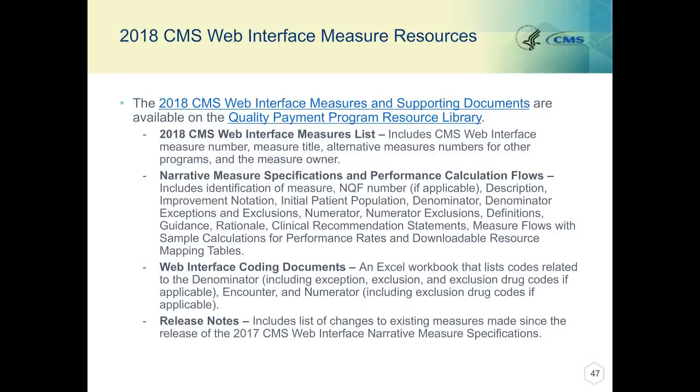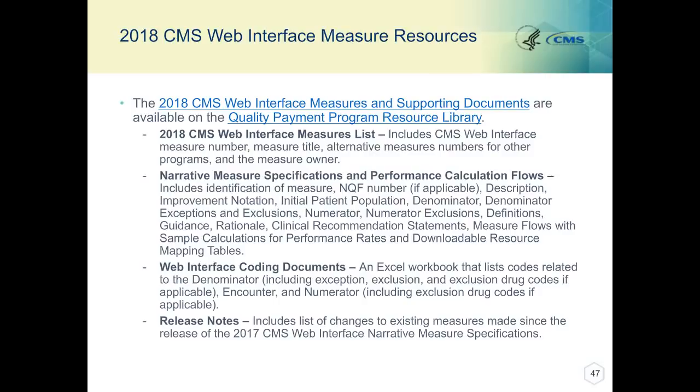The 2018 CMS Web Interface measure specifications and supporting documents are available in the Quality Payment Program Resource Library. There you will find a list of the 2018 CMS Web Interface measures. The list will include the measure number, title, alternative measure numbers that are used for other programs, and the measure owner. The measure specifications contain both the narrative measure specifications and performance calculation flows.